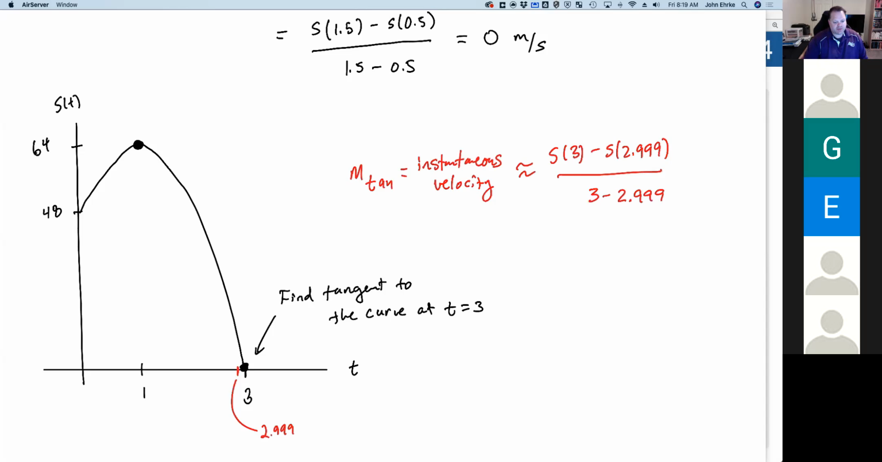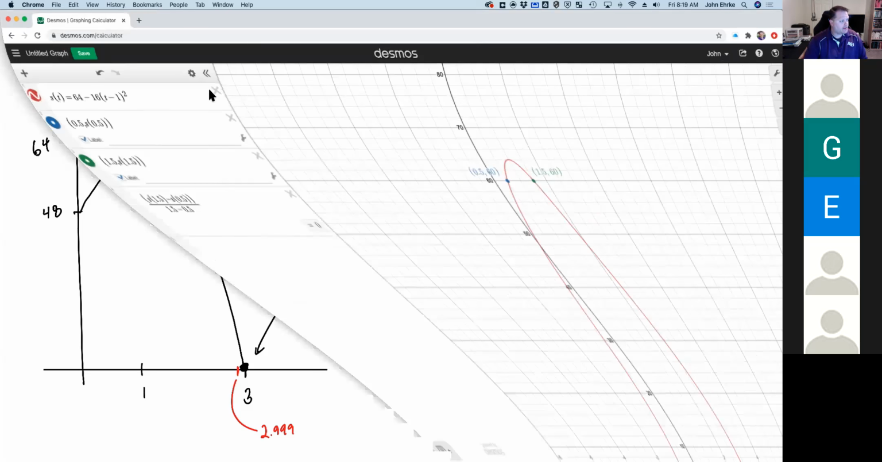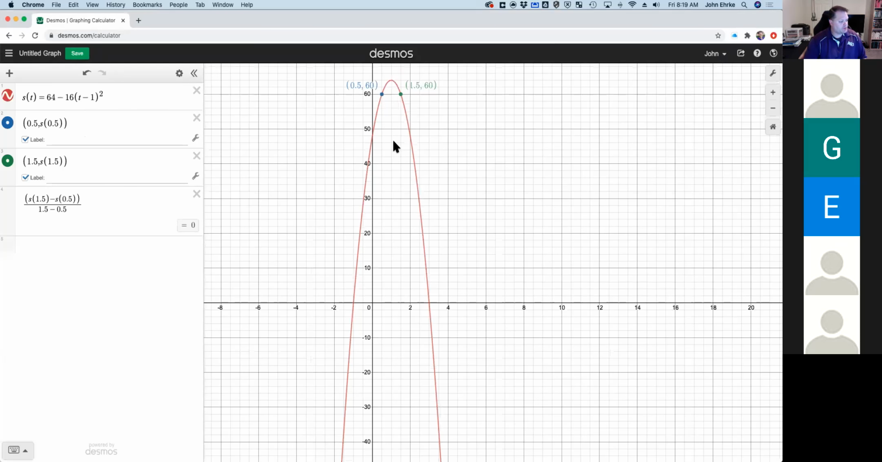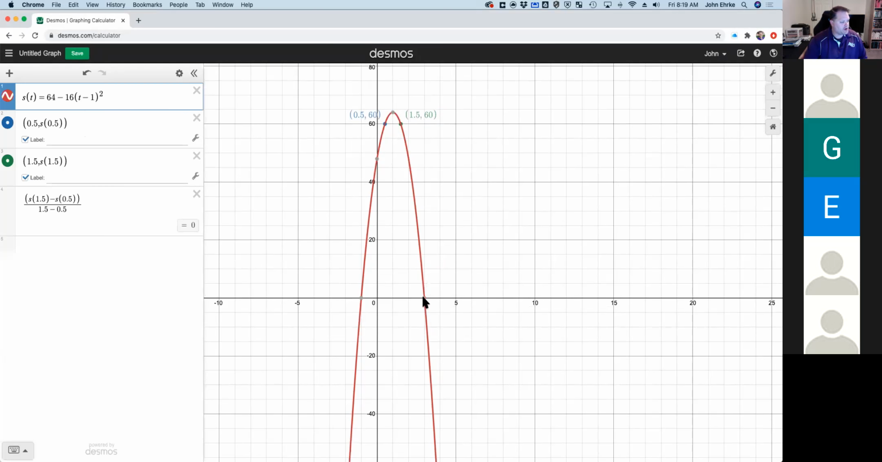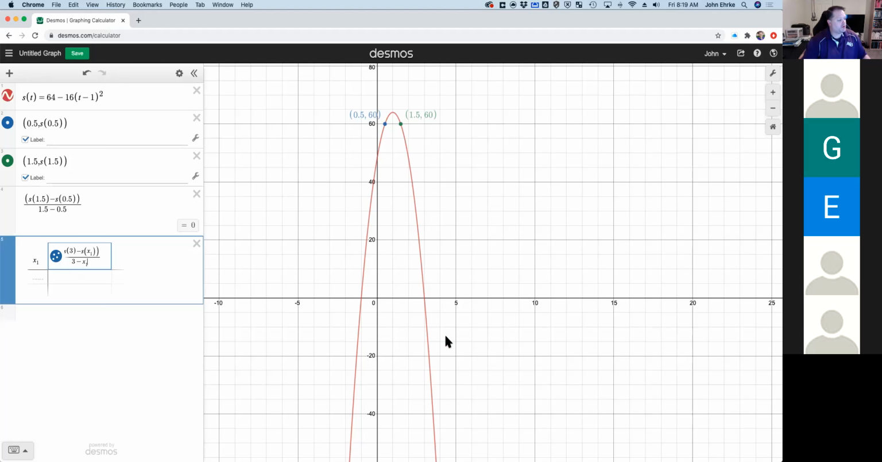If I switch over to Desmos now, you can see in Desmos we've got the point here at 3 where it crosses the axis. We're going to look at the velocities as we approach that point. In class, what I did was create a table. And so you've got the x values, which would be time values here. And then for the y values, all I did was put in the slope formula. So the slope formula is s at 3, because the point 3 is the one that we're looking at, minus s at x1 divided by 3 minus x1. That's our slope formula.